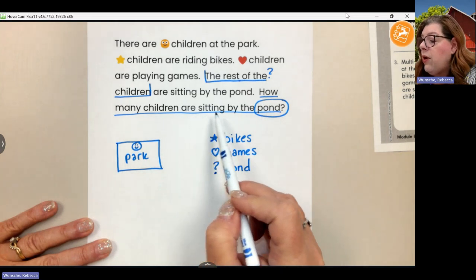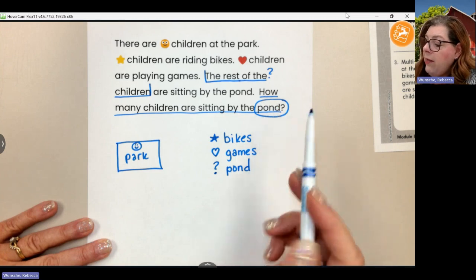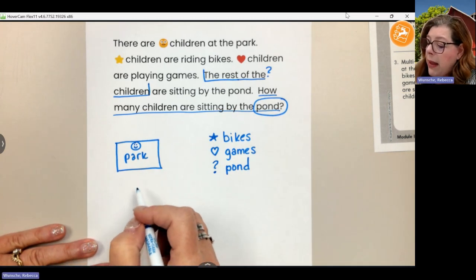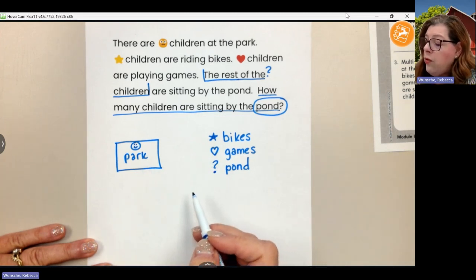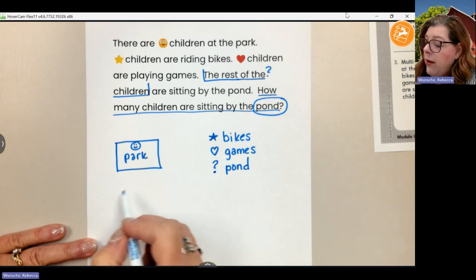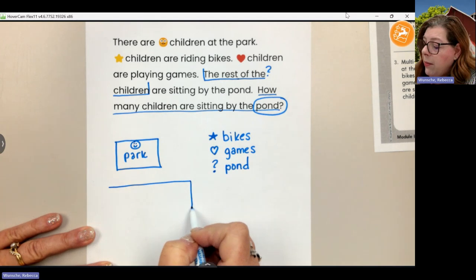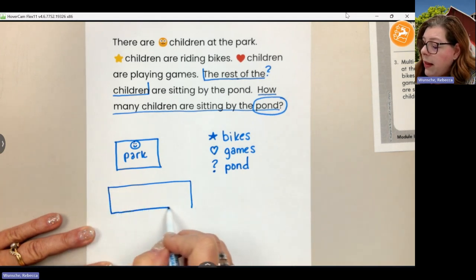How many children are sitting by the pond? Well, I think I can make this look like maybe something like a part whole or a strip diagram to draw this out. And so I'm going to go with that. The way to solve story problems is usually by using a strip diagram. It helps me see my story problem.